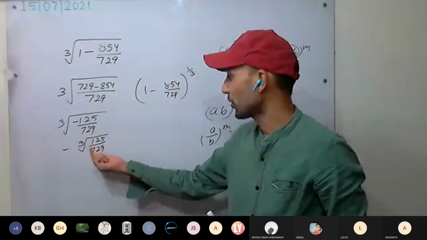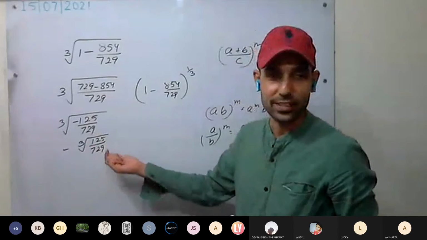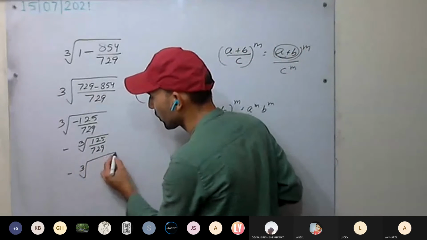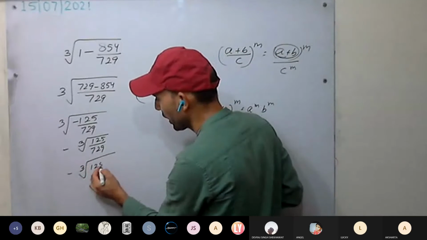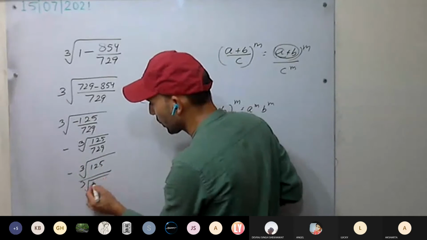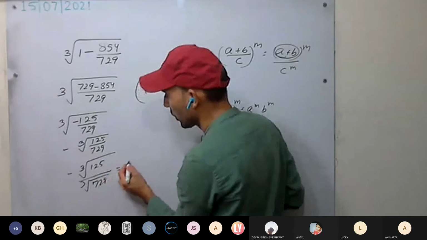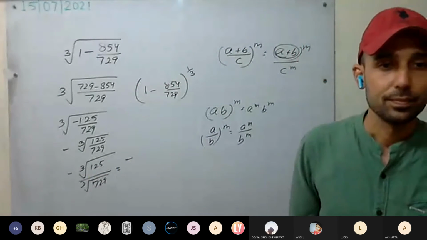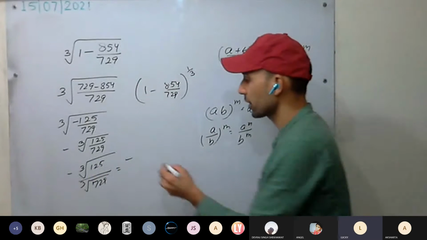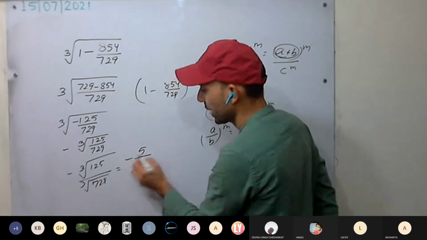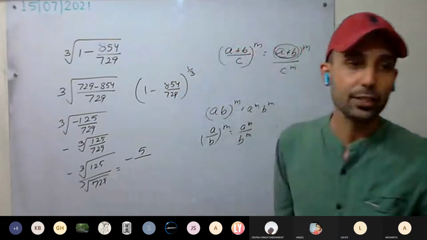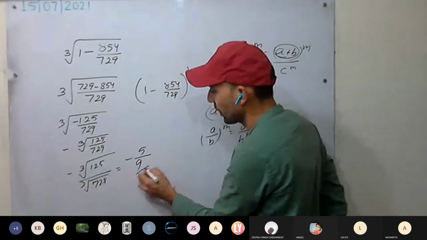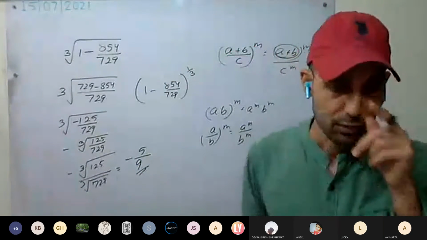Okay, cube root of 125 upon 729, that is cube root of 125 divided by cube root of 729. What is the cube root of 125? 5. We have done this. So minus 5, and in the denominator the cube root of 729 is 9. Minus 5 by 9.